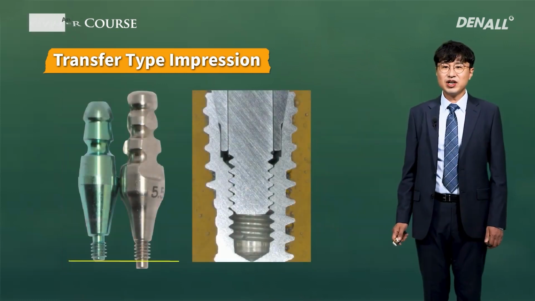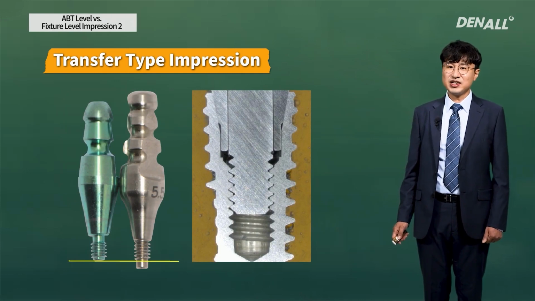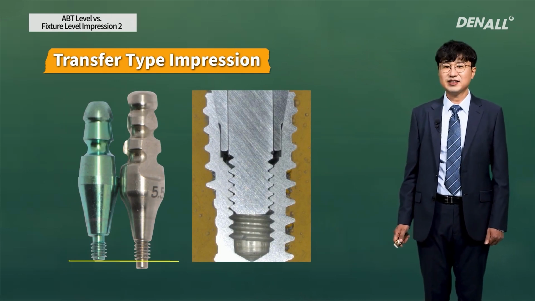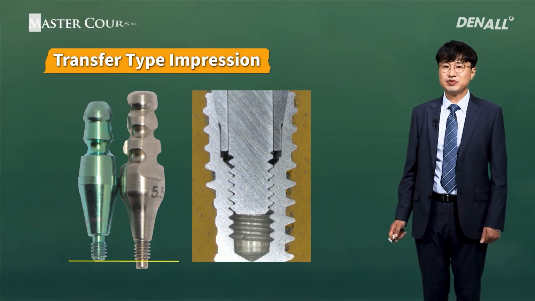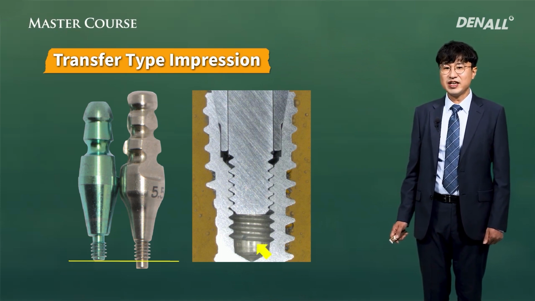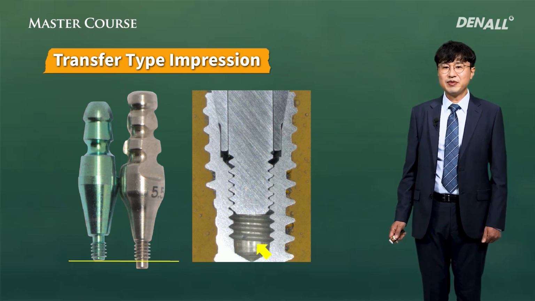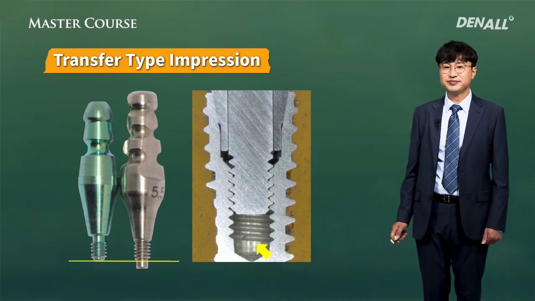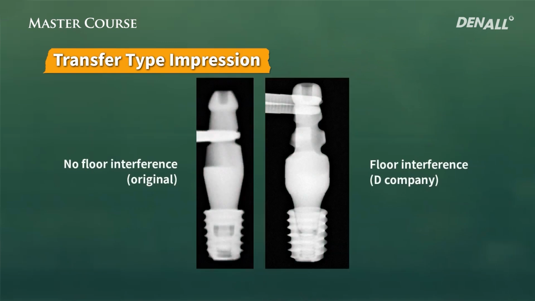Another easy mistake is using internal conical product from other companies. Unlike the originals, other companies' product screws could be longer. And the arrow area needs to stay empty for the correct connection. If the screw, however, is long, there could be floor interference. So the original connects correctly, but the D company's products cannot connect in the right way because of the floor interference. You see the interference, and also a gap in the ostium connection.